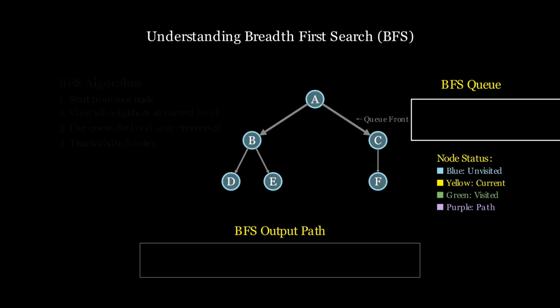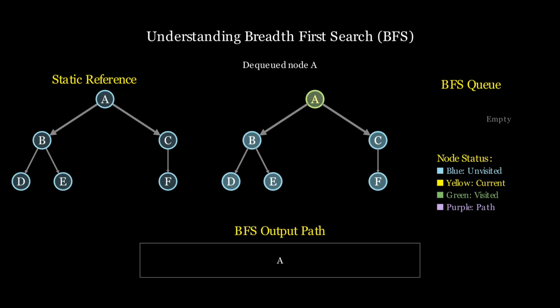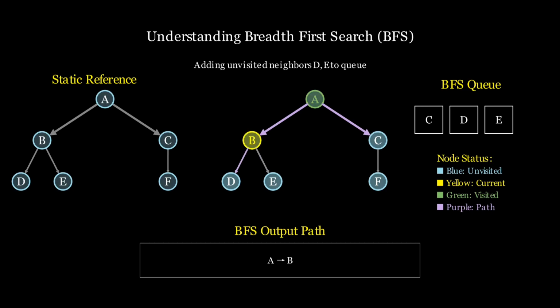We begin at node A and process it. We discover its neighbors B and C, and the queue updates to B and C. Moving to node B, we find B's neighbors, that is D and E. Next, the queue processes node C and discovers its neighbor F, which is added to the queue.